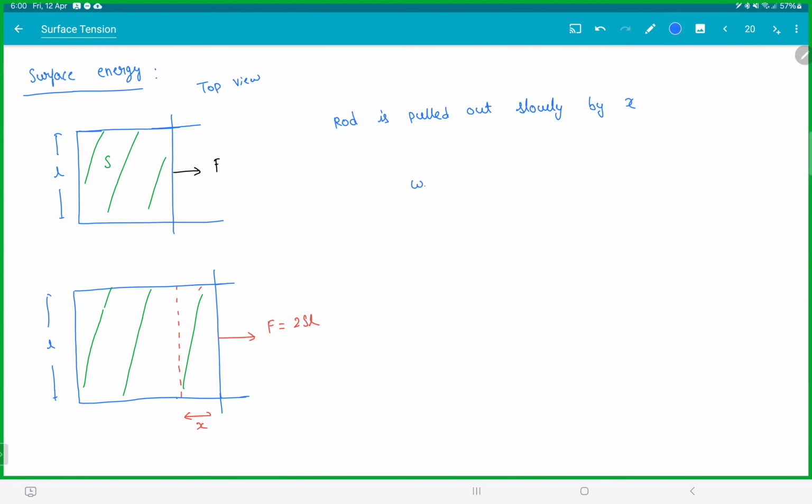So work done by external force here, since there's no change in kinetic energy, is change in potential energy plus change in kinetic energy here. This would be 0 since you're pulling slowly. This would be 2SL X is equal to change in potential energy. So this can be written as S into 2 into L into X. This is the total change in surface area.